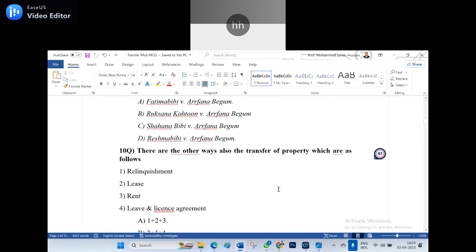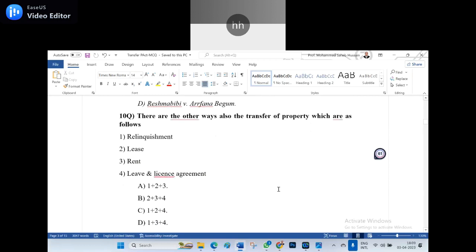And 10th question, there are other ways also of the transfer of property which are as follows. 1. Relinquishment. 2. Lease. 3. Rent. 4. Leave and license agreement. Option A, 1 plus 2 plus 3. B, 2 plus 3 plus 4. C, 1 plus 2 plus 4. D, 1 plus 3 plus 4.